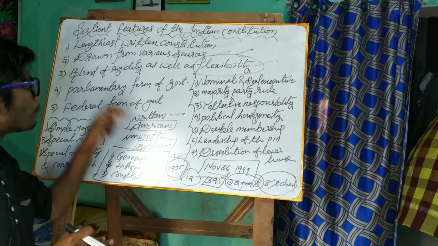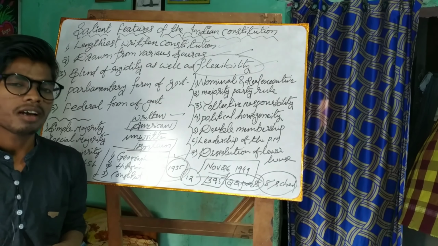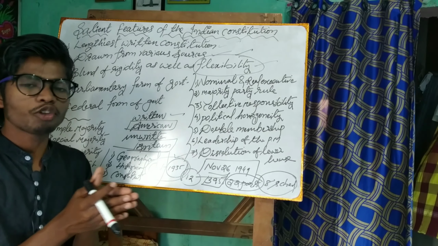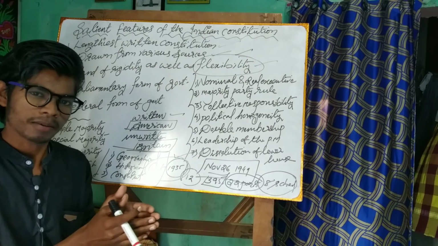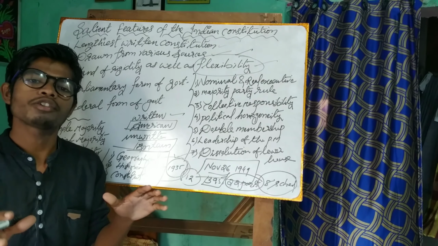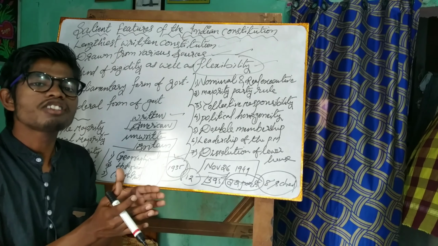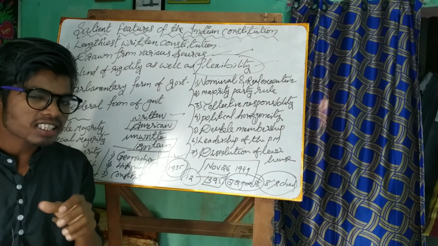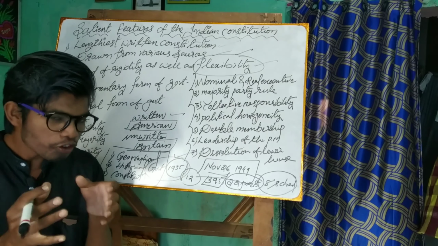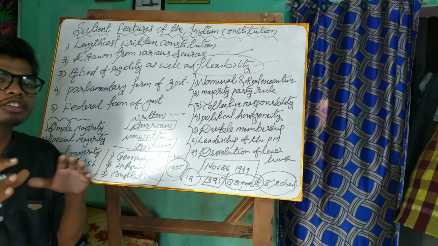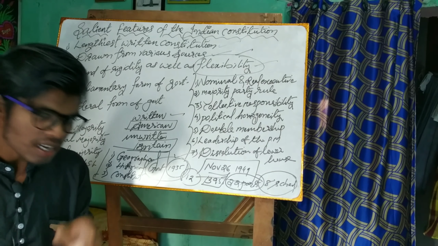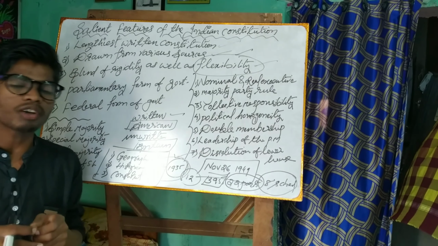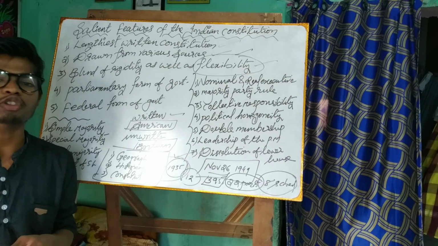So what is this blend of rigidity and flexibility all about? Article 368, which is mentioned in Part 20 of the Indian Constitution, deals with the power of Parliament to amend the Constitution, in order to exercise its constituent powers. That means Parliament can amend the features of the Constitution according to Article 368. However, Parliament cannot amend those features which form the basic structure of the Constitution.